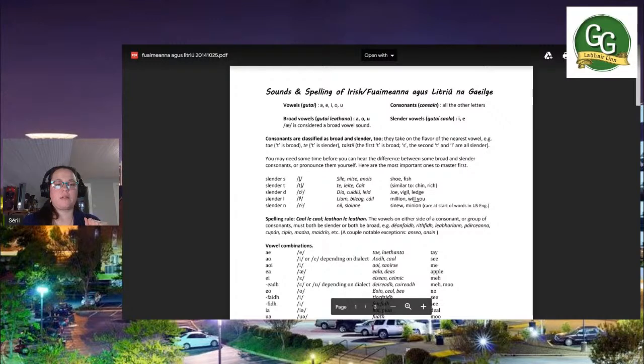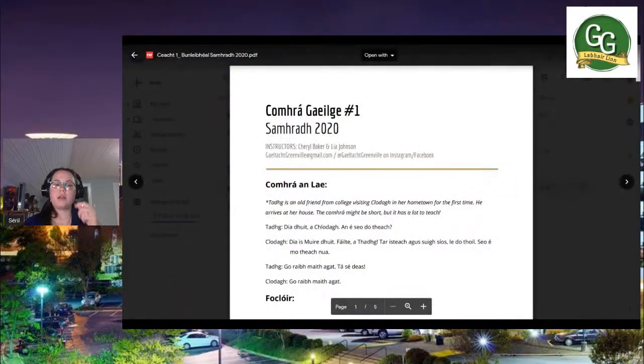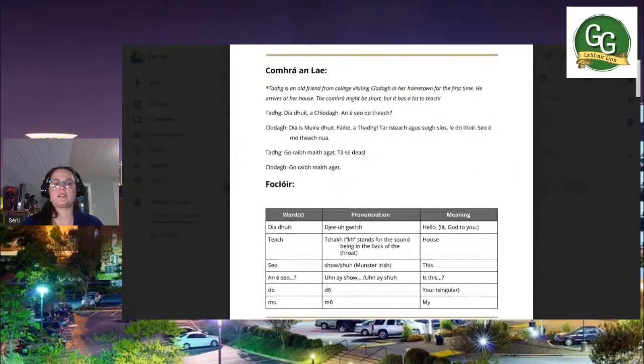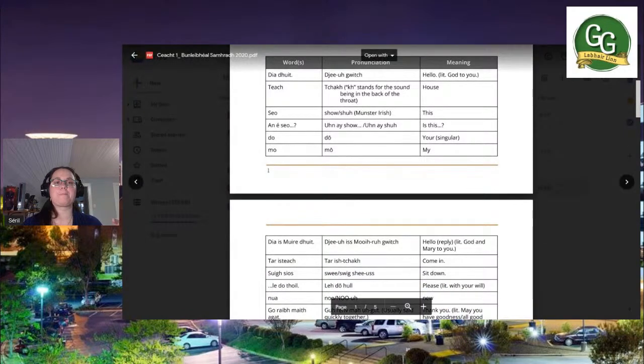Let me grab some of the previous lessons. Let's go back and look at lesson 1 and apply what we just looked at for pronunciation to this. So let me change over to the other handouts. Okay, so let's take a look at some of the vocab here.